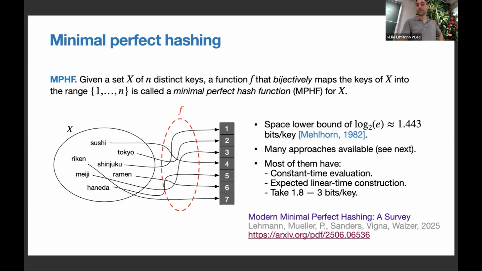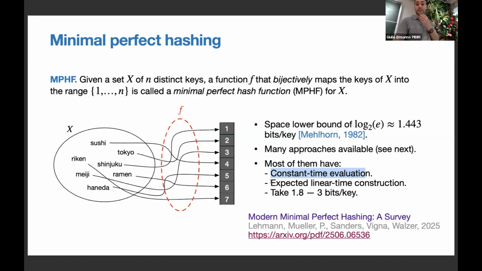So they are very fast to evaluate. Once you have built the function, if you want to compute, for example, the identifier for the string sushi, which is 4 in this example, now f of sushi can be computed in a few nanoseconds. So it's very, very super efficient.